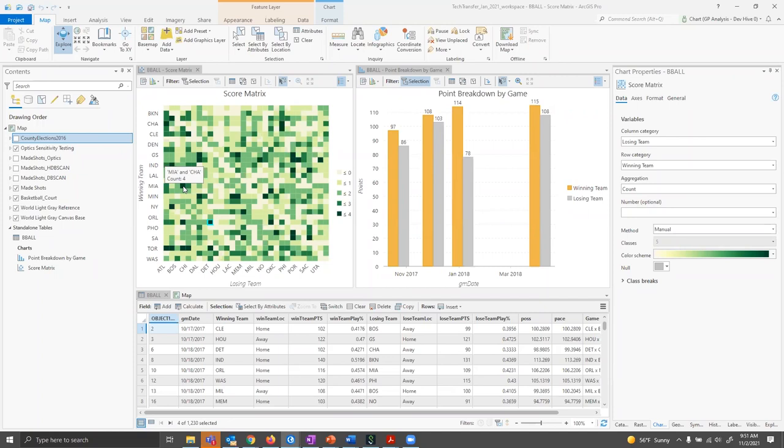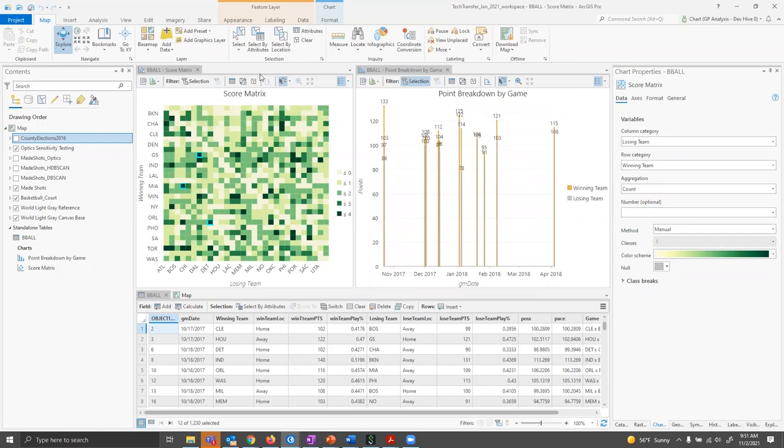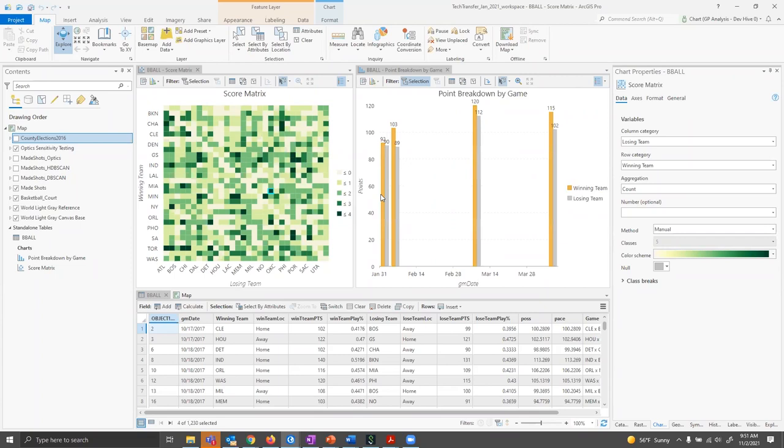And then I can look at these. This bar chart is filtered by selection. So we're only looking at those games that happened between those two teams in that intersection. So it's another cool way of looking at categories.